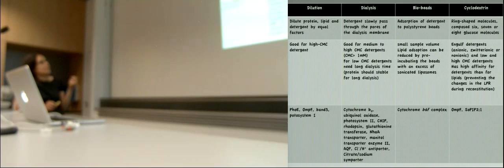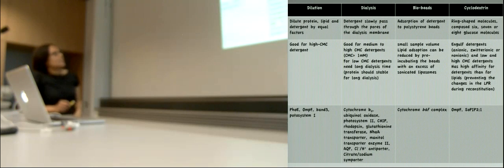And the other one is the bio beads, which are polystyrene beads. You need a very small sample volume, and the problem is these bio beads can absorb lipids. To avoid that, you can incubate the bio beads with an excess of sonicated lipids before you use them. So there are some structures also from the bio beads technique.